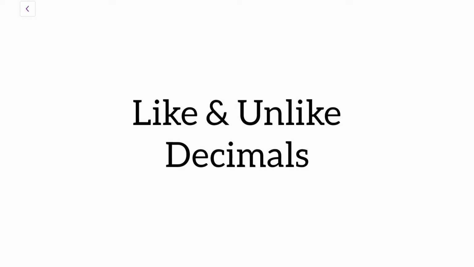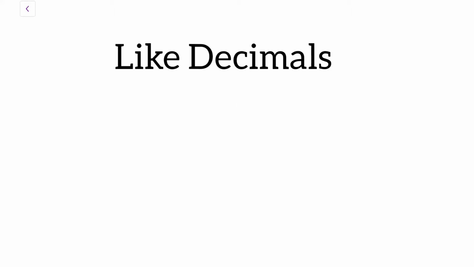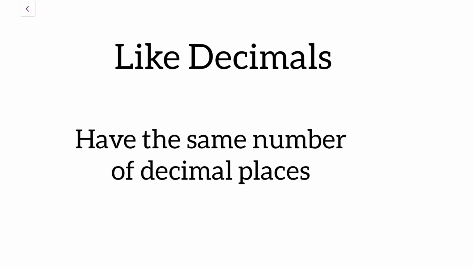Let's look at what are like and unlike decimals. You've seen it in your previous grade, but let's have a look at it once again. Now, decimals having the same number of decimal places are called like decimals.